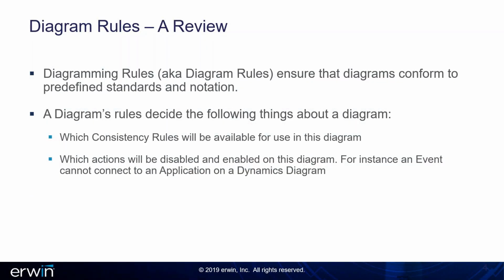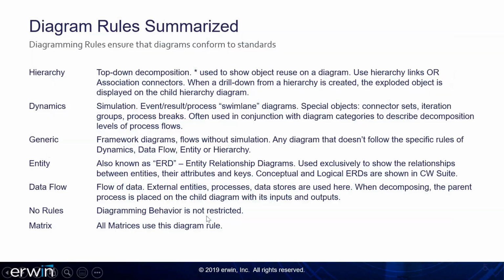We need to review diagram rules as a precursor for simulation. Diagram rules ensure that diagrams conform to predefined standards and notation. A diagram's rules decide the following things about a diagram: which consistency rules will be available to use on the diagram, and which actions will be disabled and enabled on any diagram. For example, an event cannot connect to an application on a dynamics diagram.